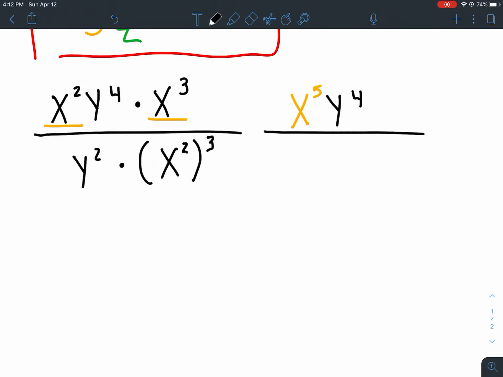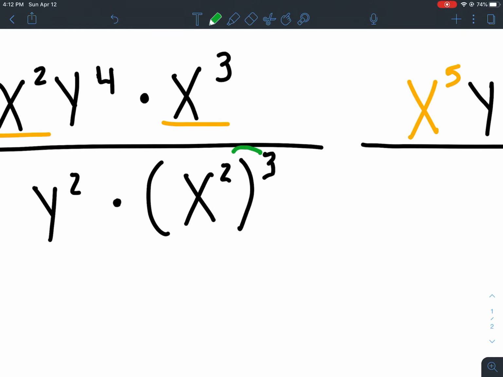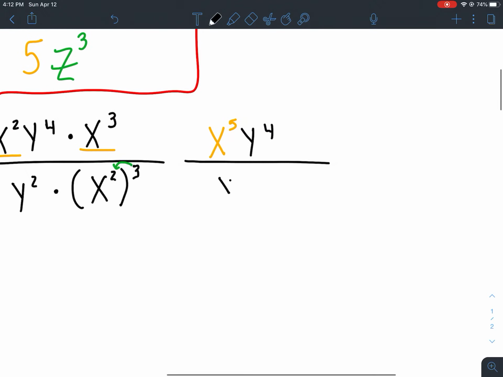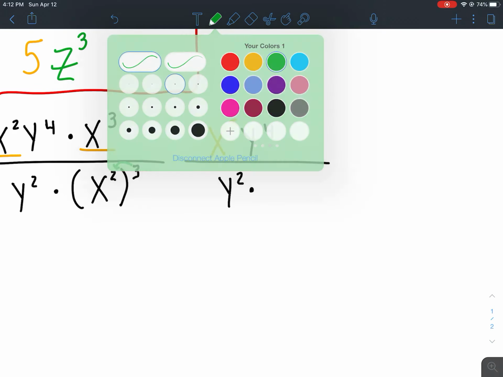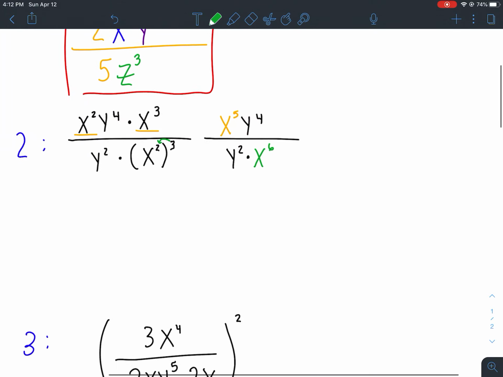Okay, now moving on, I notice that in the denominator, I can simplify this guy over here. Well, how do I get rid of parentheses? I distribute, right? And distributing is the operation of multiplication. So the y squared in the front is going to stay exactly the same. But here I'm going to have x, and then 3 times 2 is 6.